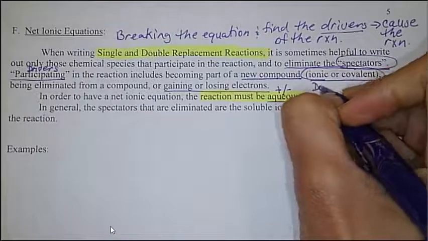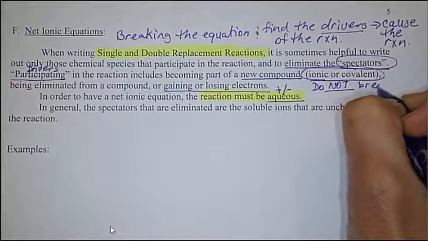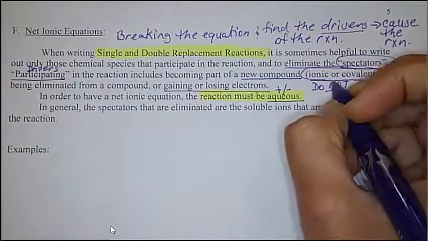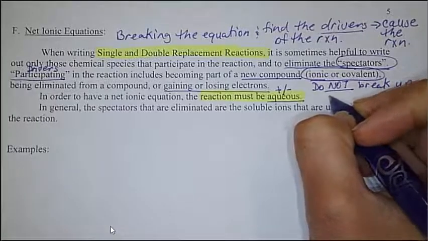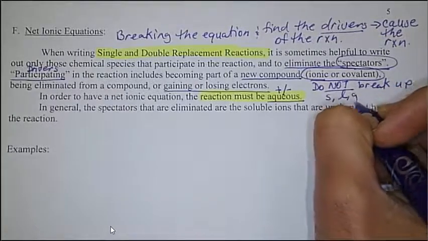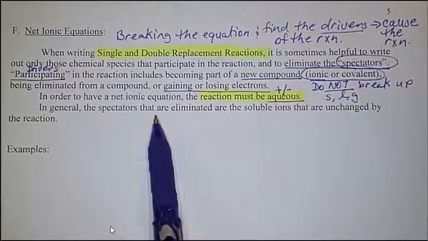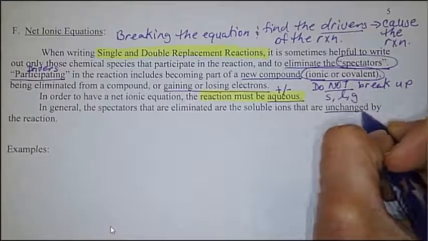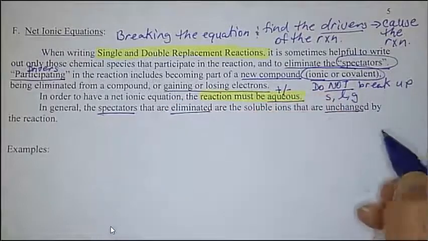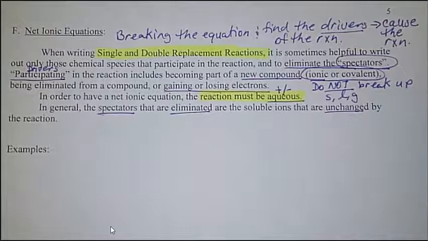You do not break up your reaction if the state of matter for your compound or your element is a solid, liquid, or gas. Then you just keep it as it is. So in general, the spectators are the ones that are eliminated, and they are soluble ions that are unchanged. They are eliminated because they don't change in the reaction at all. They are the exact same on the reactant side as well as on the product side.